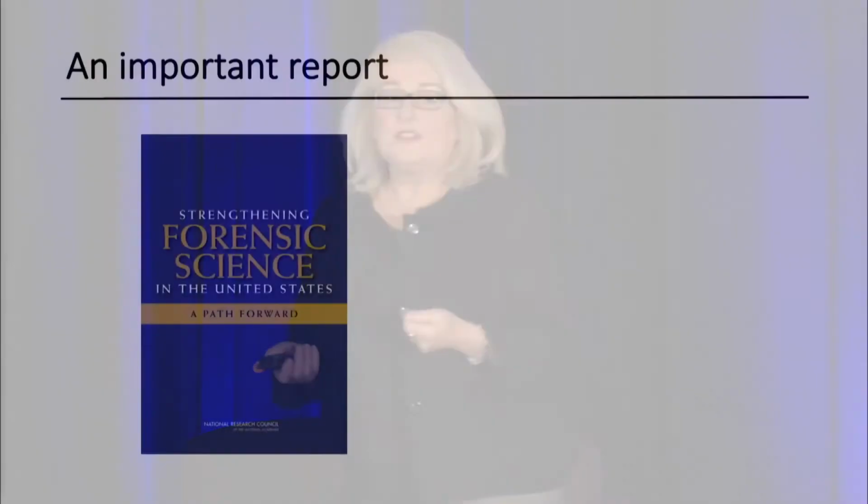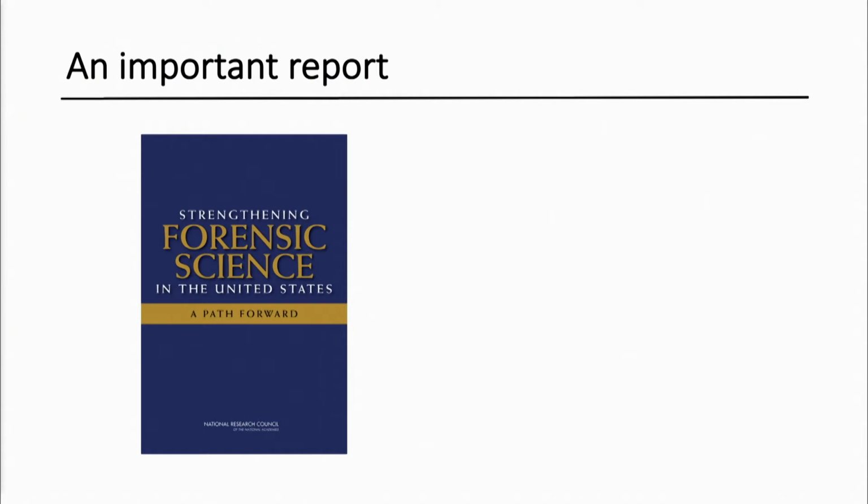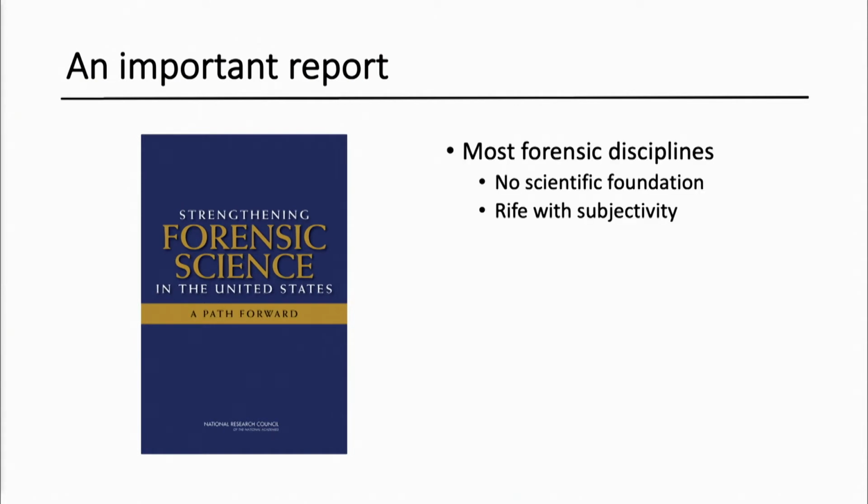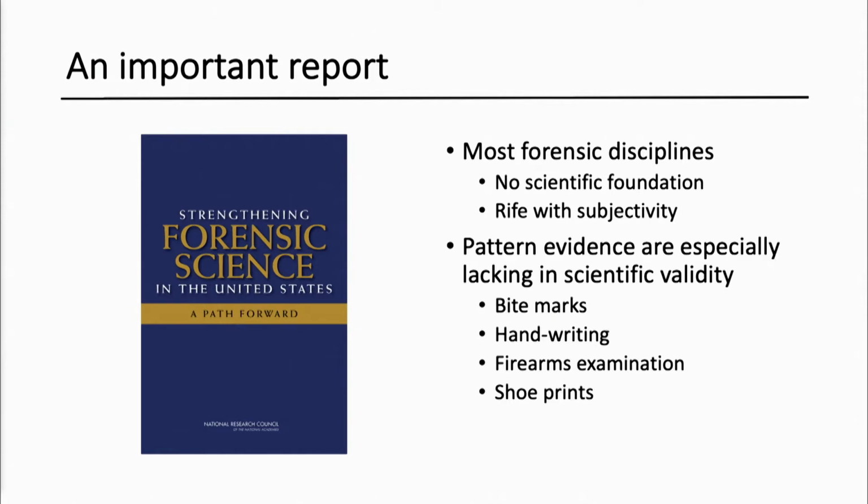There have been so many blunders and so many scandals associated with the mishandling of forensic evidence that in 2009, the National Research Council published this report that I'm showing you there. This report was tremendously critical of the forensic sciences in general. It said that the forensic disciplines had no scientific validity, most of them at least. They were rife with subjectivity. And in particular, pattern evidence was singled out as most lacking in any scientific foundations.